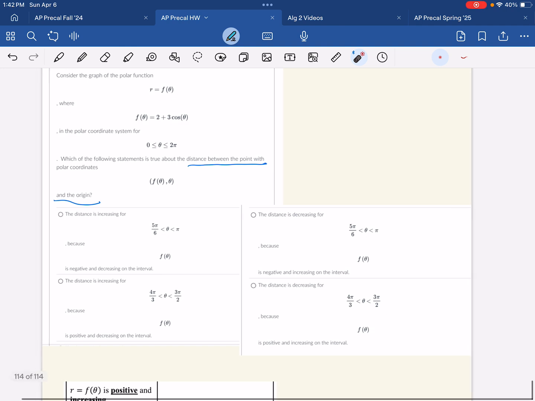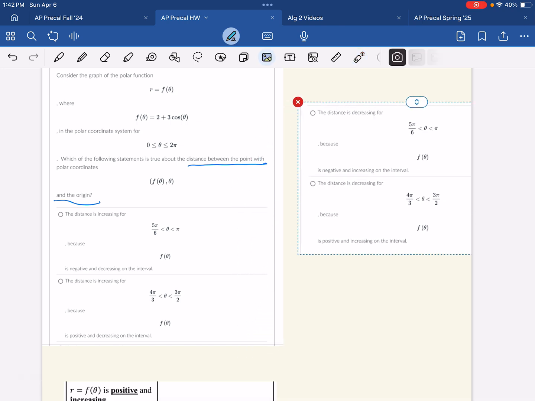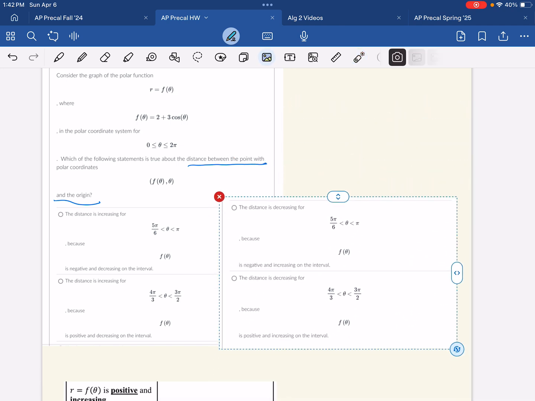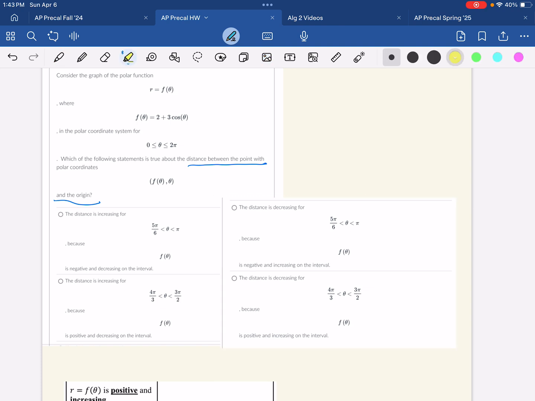I feel like it cut off part of the answer choice. The distance, no, it's just a brain fart. All right, thank you for being patient with me. I could not find where it said if it's increasing or decreasing. It's in the very beginning of the statement.